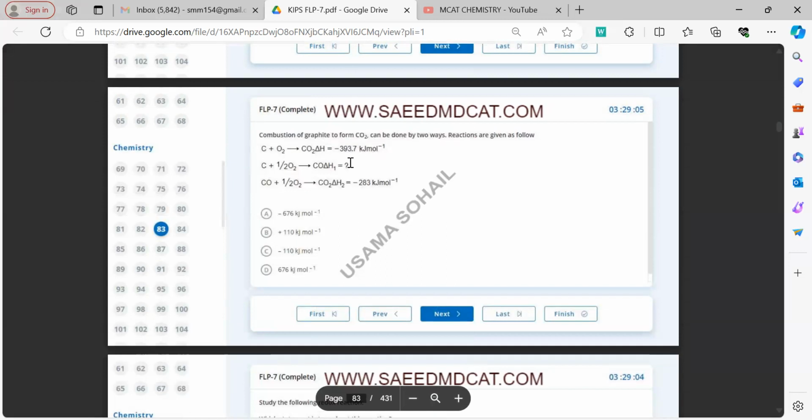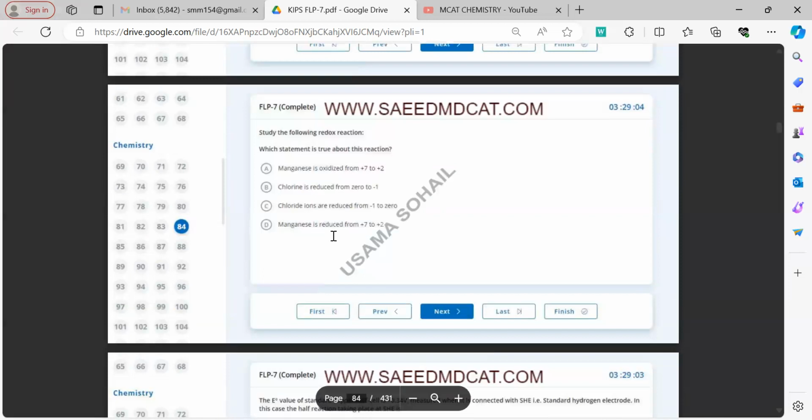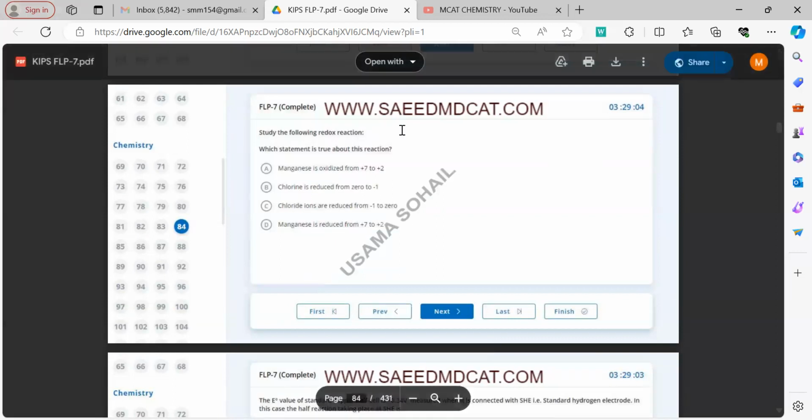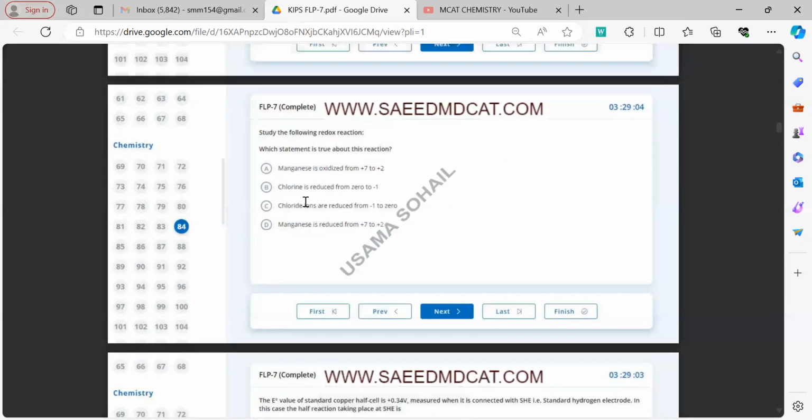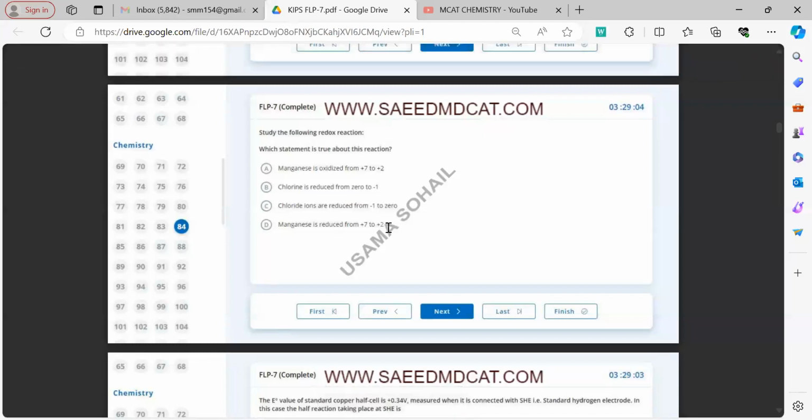Now, in order to calculate the missing question mark enthalpy change, we just need to know the difference between these two, which is about 110 kilojoules per mole. Now in question 84, the following equation hasn't been given. However, if it was given in the preliminary text, the correct answer was that manganese is reduced from +7 to +2.